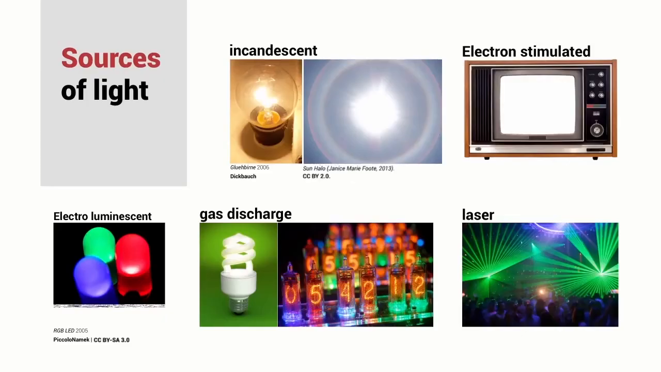There are many sources of light, and we've touched on some of these. Incandescence is the light emitted by hot objects. That could be the white-hot filament of a tungsten light bulb, or it could be the sun. Other sources of light are electron stimulation, as occurs in old-fashioned cathode ray tubes, light-emitting diodes, compact fluorescent tubes and other gas discharge tubes, and lasers. Each of these has a different illuminance spectrum.